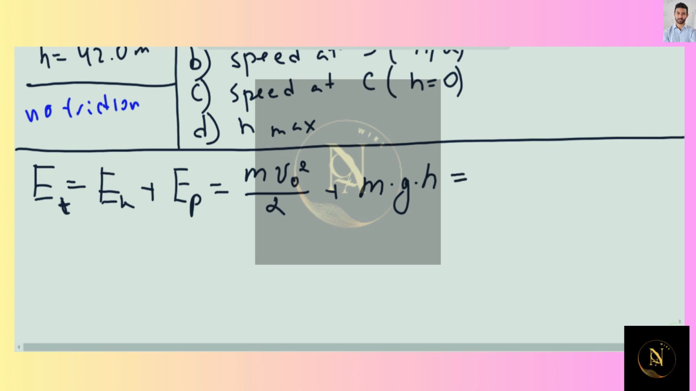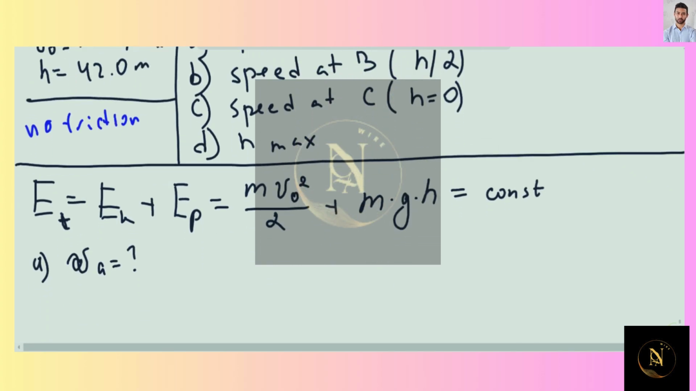And due to the fact that there is no friction in the system, the total mechanical energy doesn't change. So this value is constant. Now we can answer the first question. We have to find the velocity at point A, right? As we can see, the height at point A of the roller coaster is the same as the initial one, which is h.